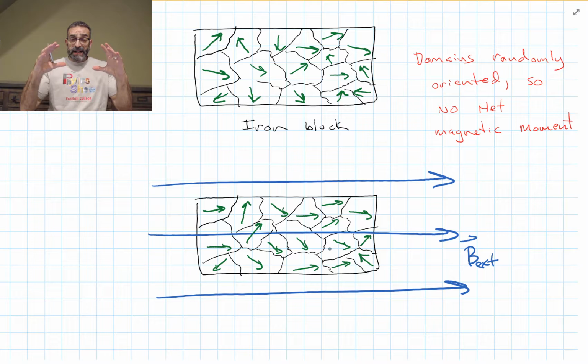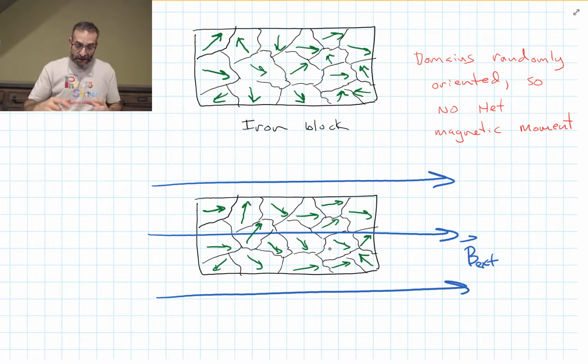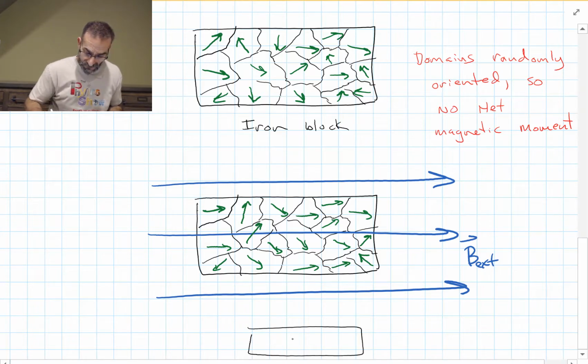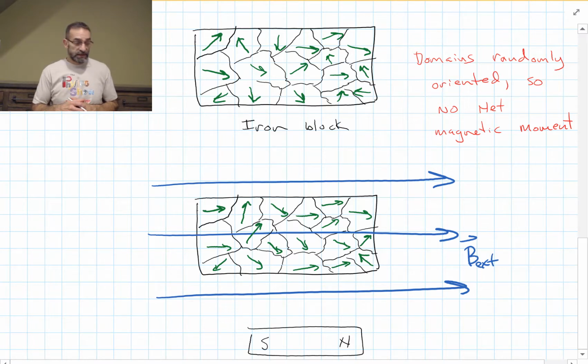Now, if you look at this block of iron, the domains have a net alignment. And so this block of iron now has an overall magnetic moment with a north end on one side and a south end on the other side. If we remove this external field, many of the domains will stay in the alignment they had with the field on, and we will have a permanent magnet.